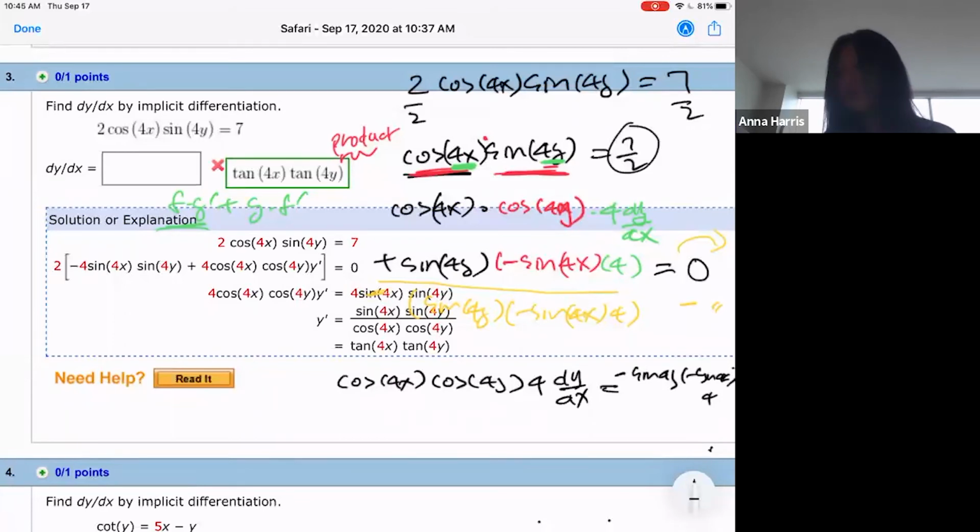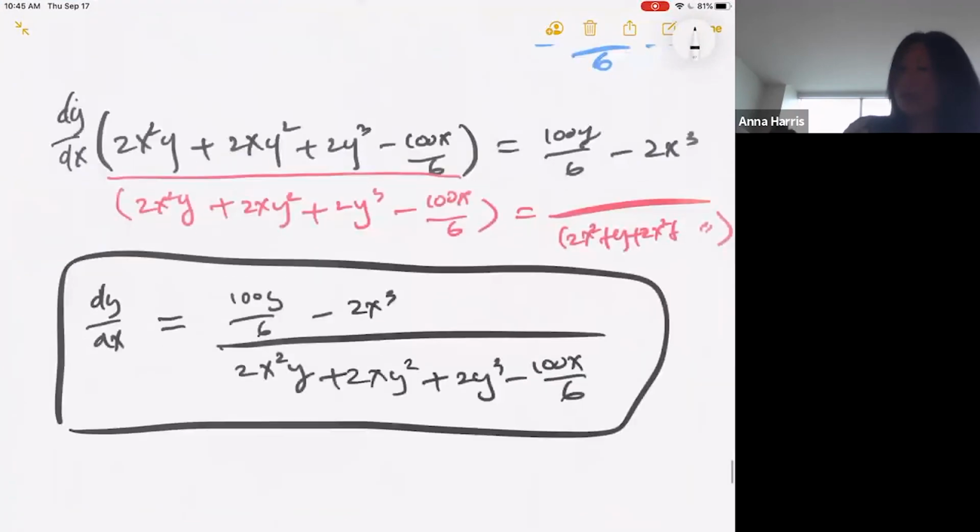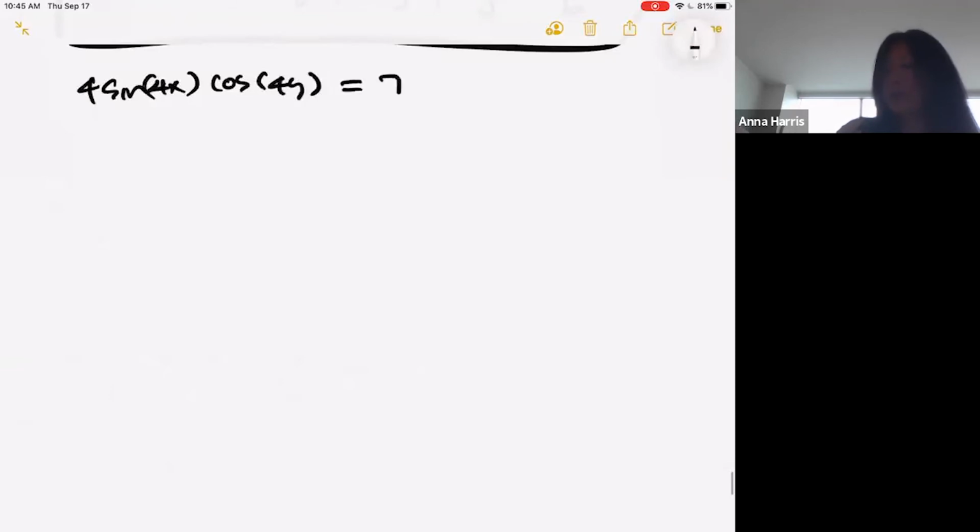You know what, let me just do this in the notebook because it's very complicated here. You cannot see everything. So you know how to do that problem. So the problem is what? 4 sine 4x cosine 4y equal to 7.